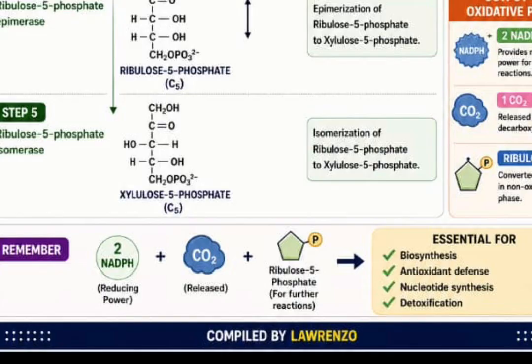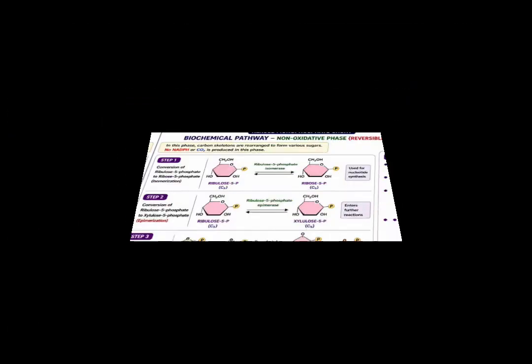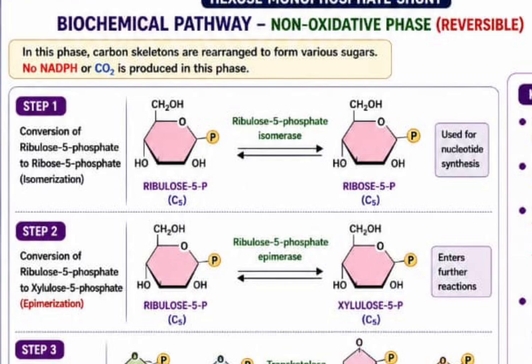Now the next step is the non-oxidative phase. In the non-oxidative phase, what is happening here? We call this a reversible phase because you can go back to the beginning and you can go back to the end. And the goal of this is to produce sugar, or to produce intermediates of glycolysis. That is the goal of all these things here.